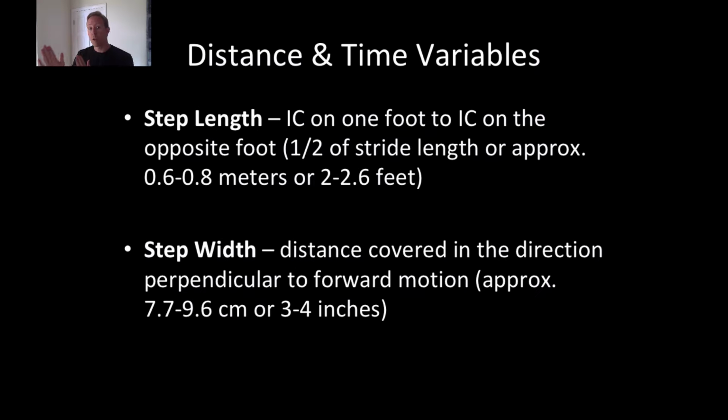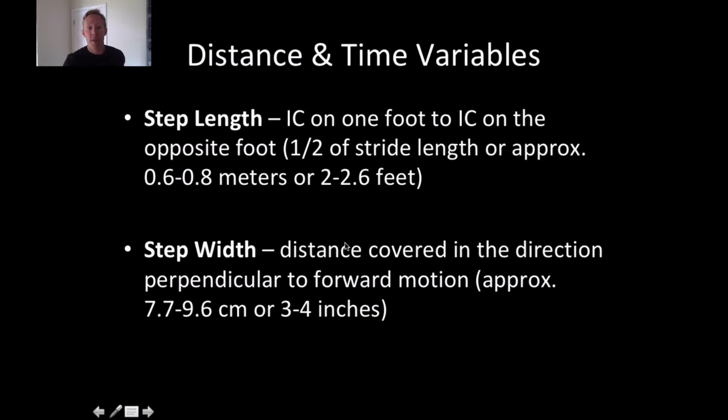Step length is just one step. So it's going from my left foot, my left foot hits and then my right foot hits. So it's basically half of a stride or half of a gait cycle. So you're just basically taking the length of a gait cycle and dividing it by 2. So it's initial contact on one foot to initial contact on the opposite foot. So left foot, then right foot.